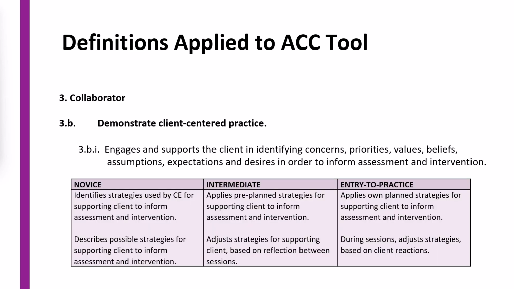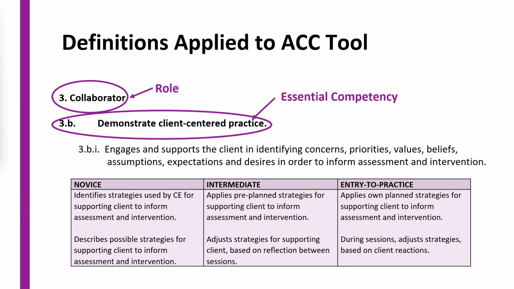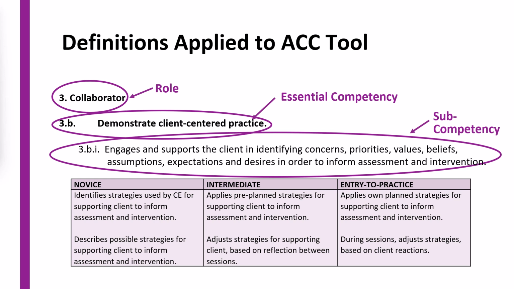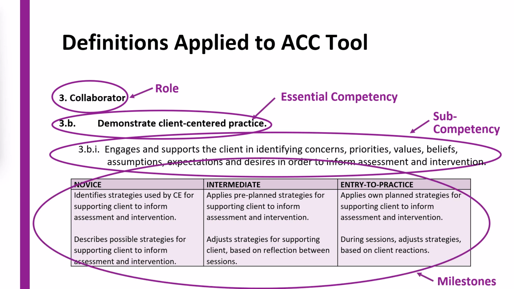To further clarify these definitions, let's have a look at a section of the collaborator role. In the ACC tool, you will see every section starts with the role. Below the role is the essential competency, and below that, the sub-competencies. Lastly, the milestones, which you see here in a chart below the sub-competency, are contained in a separate but similarly organized document.